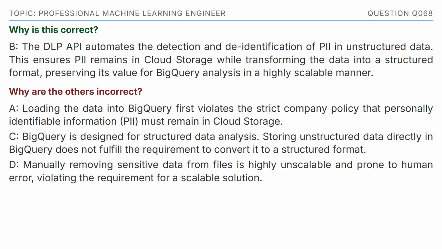Why are the others incorrect? A. Loading the data into BigQuery first violates the strict company policy that personally identifiable information, PII, must remain in cloud storage. C. BigQuery is designed for structured data analysis. Storing unstructured data directly in BigQuery does not fulfill the requirement to convert it to a structured format. D. Manually removing sensitive data from files is highly unscalable and prone to human error, violating the requirement for a scalable solution.